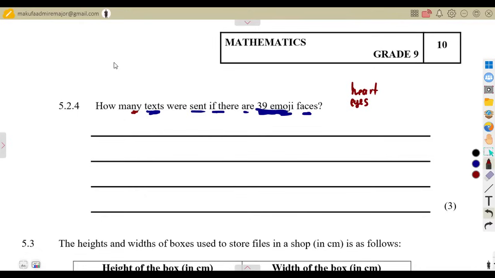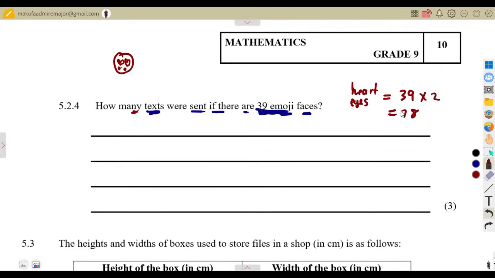Each image, if you're given each image, it has got a heart. Each image has got what? A heart. So if there are 39, it means 39 times 2, because each image has got 2 hearts. Each image that you see, it has got 2 hearts. So meaning to say, the number of heart eyes that you're going to have for 39 images is going to be 39 times 2. That was the tricky part of this question. You were supposed to determine the number of heart faces first, which is 78.